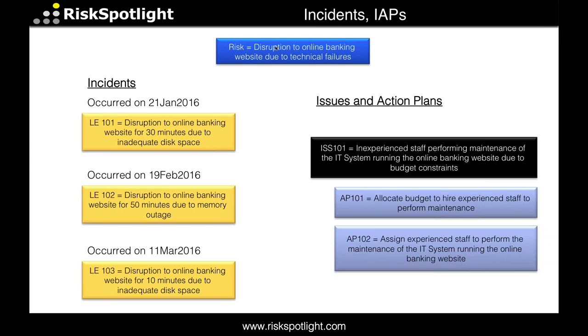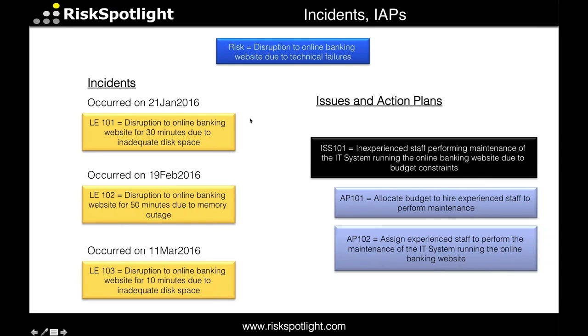So risk is always in the future. Risks don't happen; it's incidents which happen. But of course, those incidents are manifestations of those risks. So for one risk, I can have lots of incidents. And then if I investigate those incidents and find any problems I need to fix to make sure those incidents don't happen, that's where we create issues and action plans. But I don't have to create an issue for every incident.